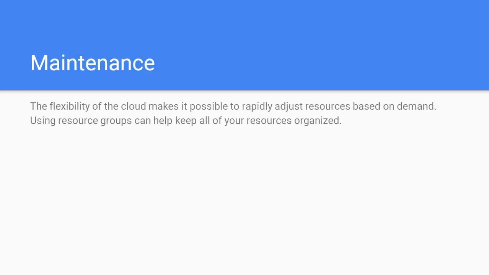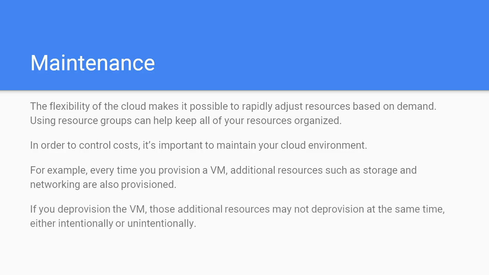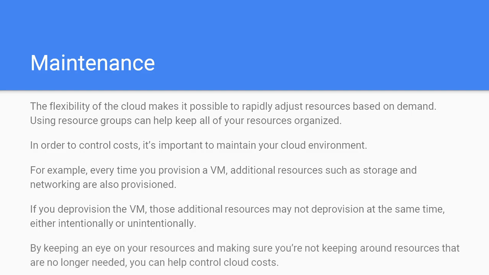Maintenance. The flexibility of the cloud makes it possible to rapidly adjust resources based on demand. Using resource groups can help keep all of your resources organized. In order to control cost, it's important to maintain your cloud environment. For example, every time you provision a VM, additional resources such as storage and network are also provisioned. If you deprovision the VM, those additional resources may not deprovision at the same time, either intentionally or unintentionally. By keeping an eye on your resources and making sure you're not keeping around resources that are no longer needed, you can help control cloud costs.